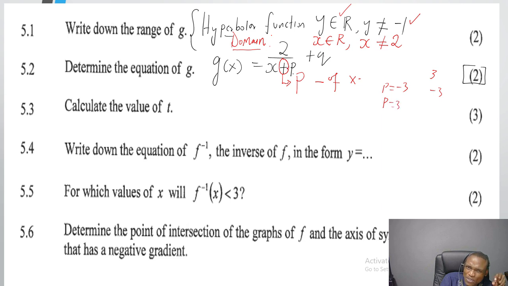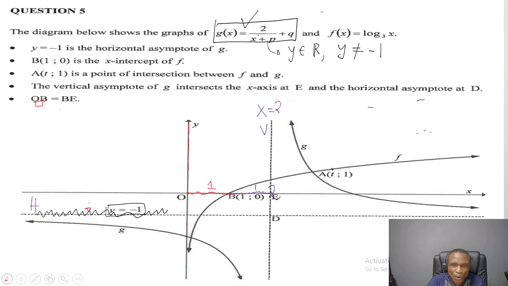So watch out for this positive sign here. When we give you the incomplete equation, which is 2 over, focus on the denominator, x plus p. As long as between x and p is a positive sign, it means that p is going to be the same value of the x asymptote but of a different sign. So I'm going to look for the x asymptote on the graph. What is the x asymptote? It is this 2. The x asymptote is x equals 2.